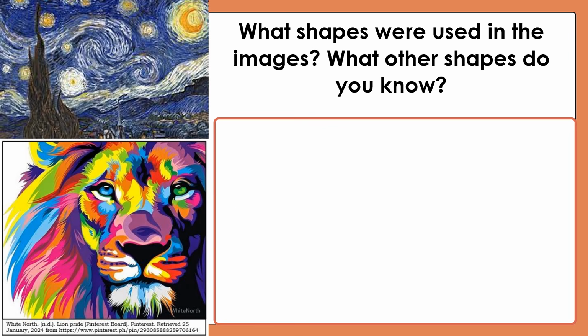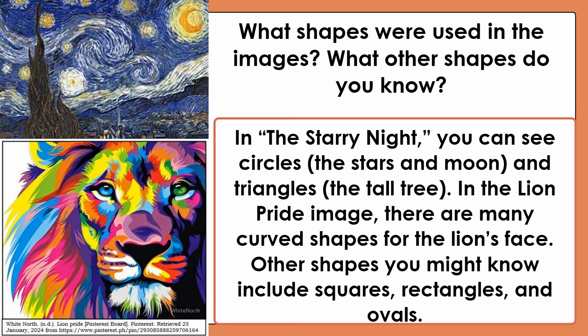What shapes were used in the images? What other shapes do you know? In the Starry Night, you can see circles, the stars and the moon, and triangles, the tall tree. In the Lion Pride image, there are many curved shapes for the lion's face. Other shapes you might know include squares, rectangles, and ovals.